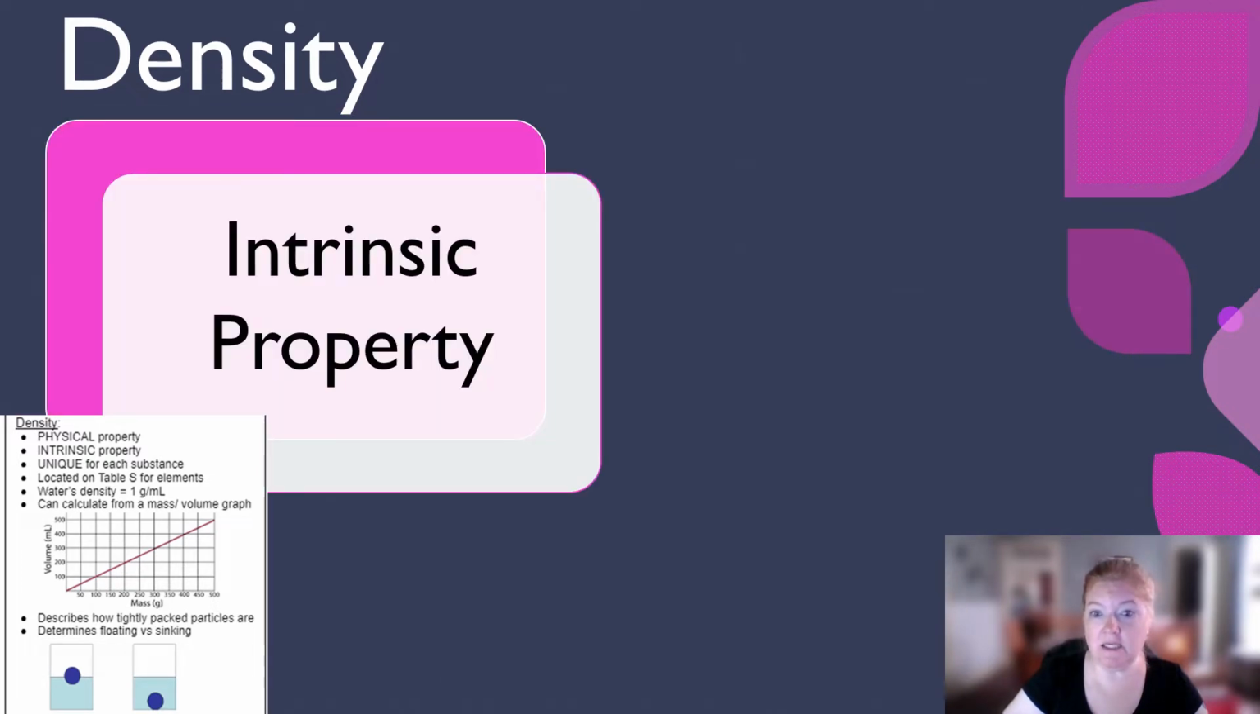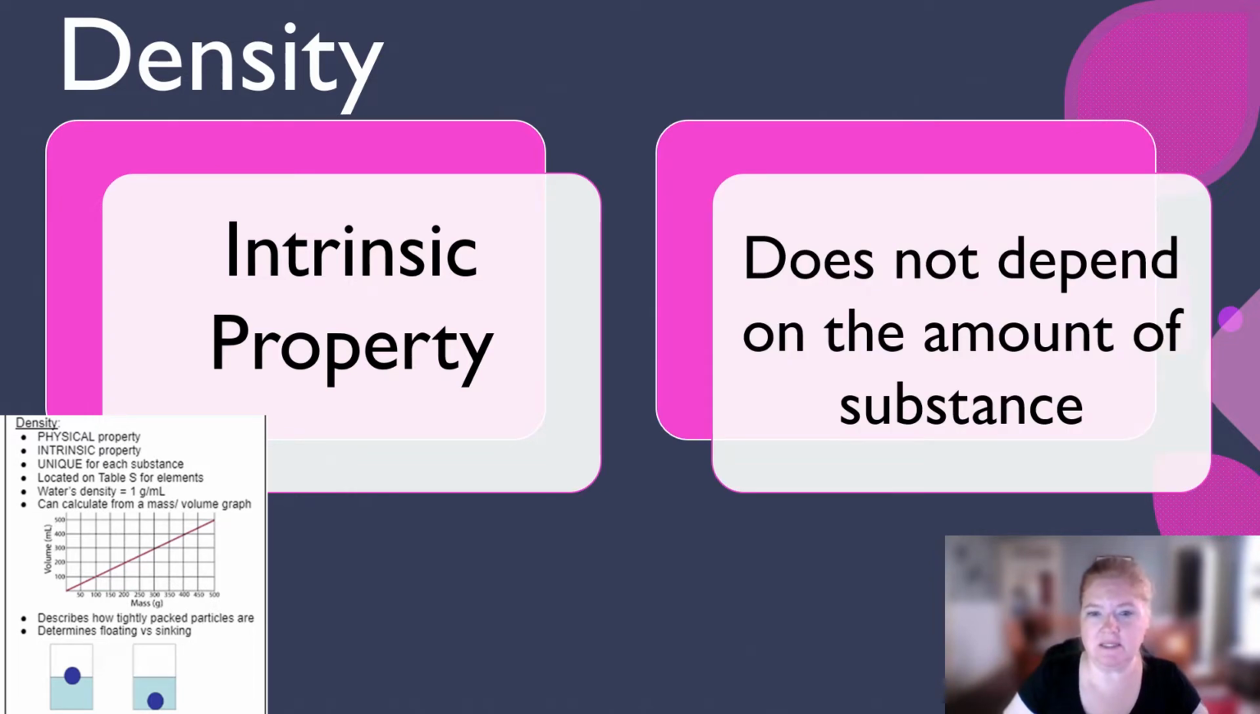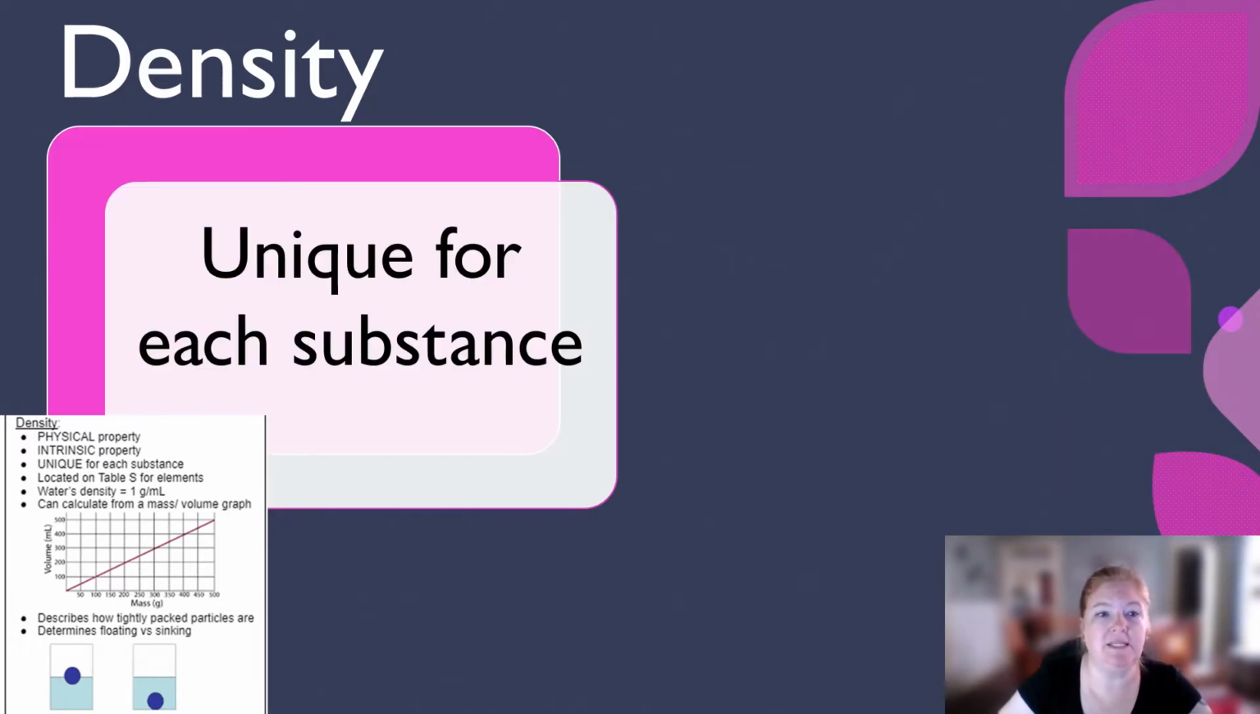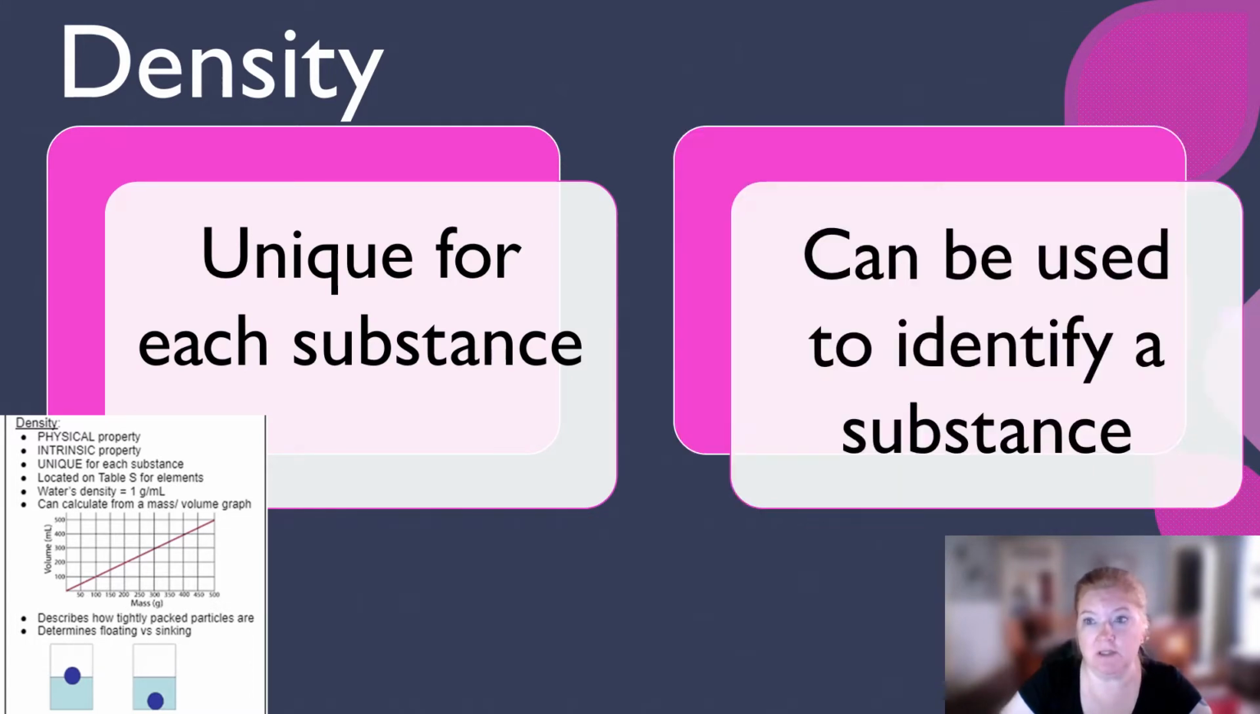Density is an intrinsic property. What does that mean? That means it doesn't depend on the amount of a substance. So if we have a block of wood and we determine the density and we chop the block of wood in half, it still has the same density. Density doesn't depend on amount, it depends on the substance. What else? Density is unique for each substance. So we can use it to identify a substance, kind of like a fingerprint.